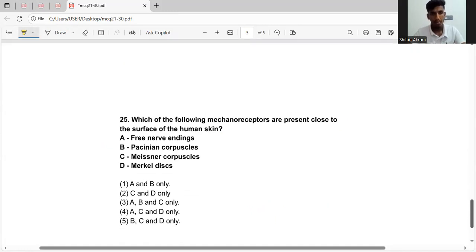Now let's go through the 25th question. Which of the following mechanoreceptors are present close to the surface of the human skin? We know mechanoreceptors are sensory receptors that are sensitive to light, touch, and pressure.